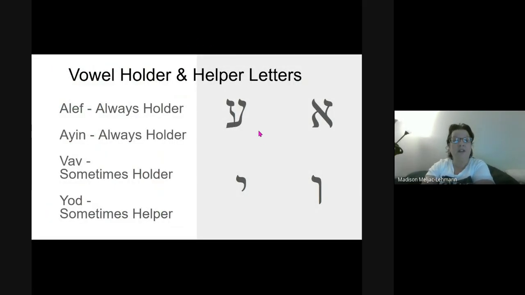Okay. One of the reminders I need to give you is that we have letters that are vowel holders and vowel helpers. And again, the aleph is always a holder and the ayin is always a holder. You're going to look for a vowel there, or if it's at the end of the word, it could just be by itself because it's a consonant at the end. So it doesn't do anything, makes no noise without a vowel. Vowel helpers, sometimes they can make noise and sometimes they are just a vowel holder. So we will talk about those and they will absolutely make more sense when we're doing words.